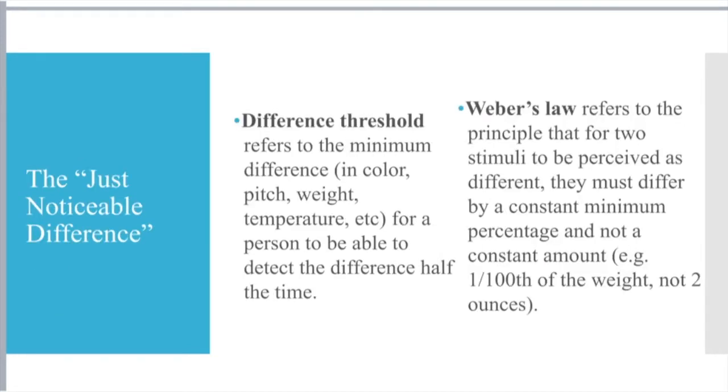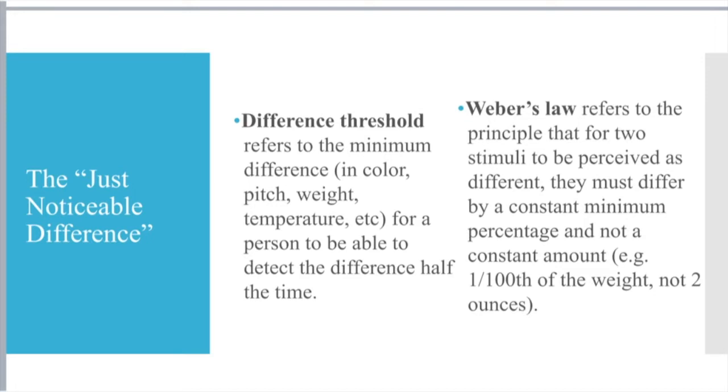So we're going to shift our attention to difference threshold. I referenced absolute threshold as going from 0 to something. The just noticeable difference, or difference threshold, refers to the minimum difference in color, pitch, temperature, or weight for a person to be able to detect the difference. So our difference threshold is when we can tell the difference between two things. In that sound test you sit through in the nurse's office, you hear a noise, and then you can perceive that it gets louder or quieter. That's our difference threshold.